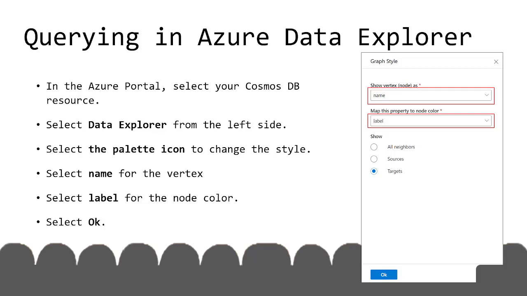Now, when I run the query, how does that work? So I go to Data Explorer from the left-hand side on my Cosmos DB account. Then I will select the palette icon. It also will have the word style if it's a large enough screen. And then you'll select the name for the vertex, because when you first go to a graph, it shows IDs, which aren't helpful for what you want to evaluate. So we change it to name so we know what our nodes clearly are. And then we'll change the property node color to label. That way themes are a different color than our episodes. Then go ahead and select OK.